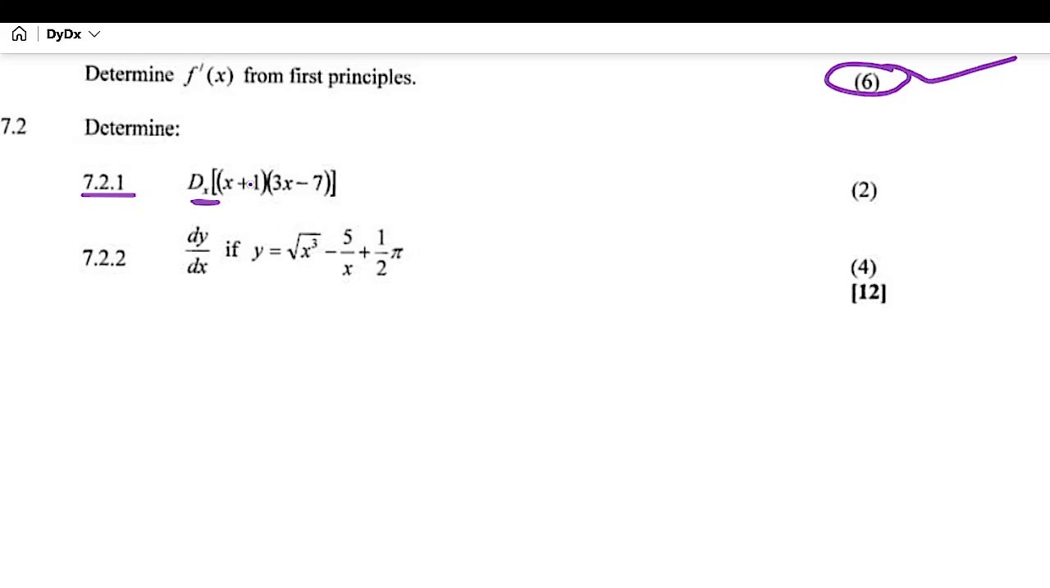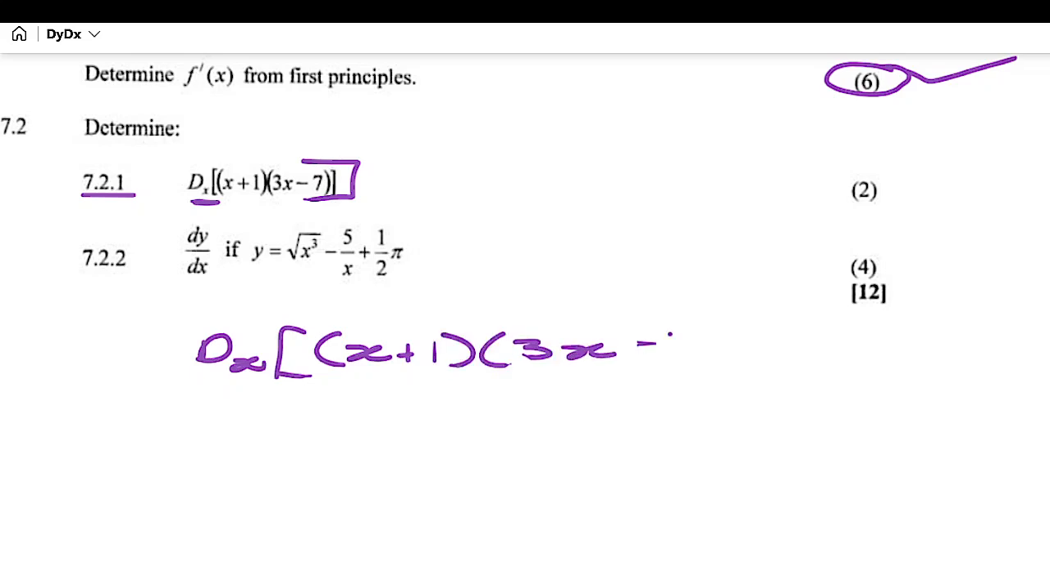So what you do when you're given this, the first step is you remove the brackets. So I'm going to rewrite it. We have dx, and then a bracket x plus 1, and then we have 3x minus 7, and then that big bracket. This here doesn't matter, they're just saying differentiate with respect to x. So we are going to apply what is known as the FOIL method to remove the brackets.